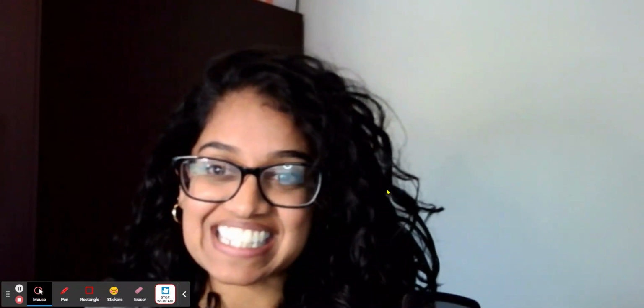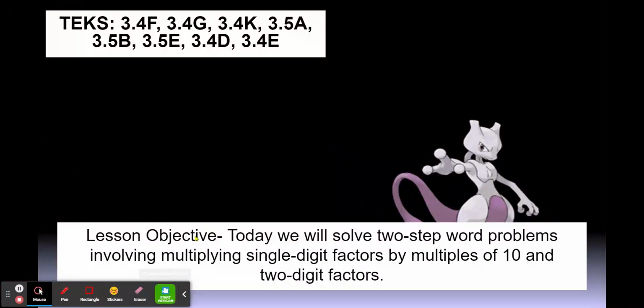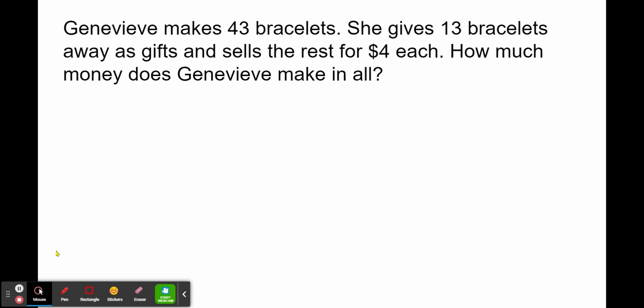Let's take a look at today's lesson objective. So today we will solve two-step word problems involving multiplying a single-digit factor by multiples of 10 and two-digit factors. All right, let's take a look at today's lesson.